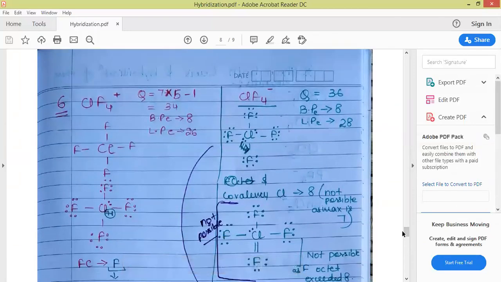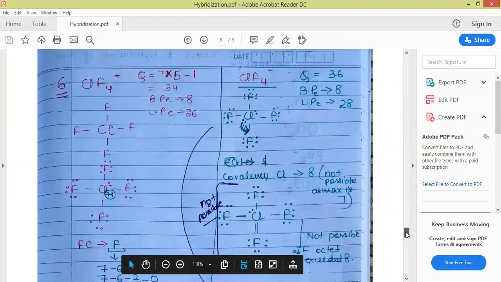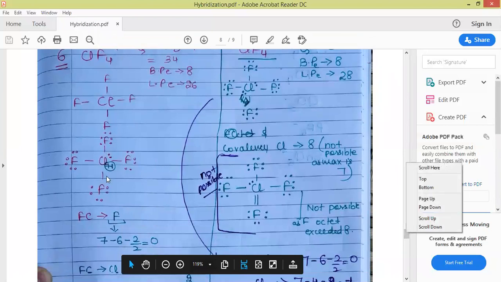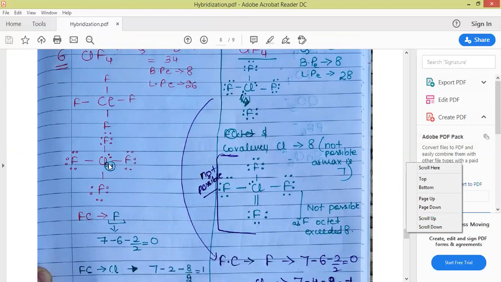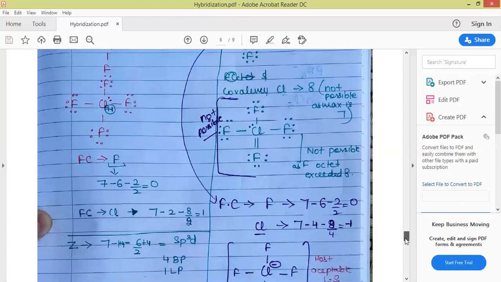The last cases which we are discussing now are ClF4 positive and ClF4 negative. Here, for ClF4 positive, if we want to draw the Lewis dot structure, Q comes out to be 34. Based upon this, we have drawn the most acceptable Lewis dot structure, which comes out to be this, with positive charge on the central atom as per the Lewis dot structure. Also, chlorine is less electronegative, so it is acceptable for the concept of hybridization also.